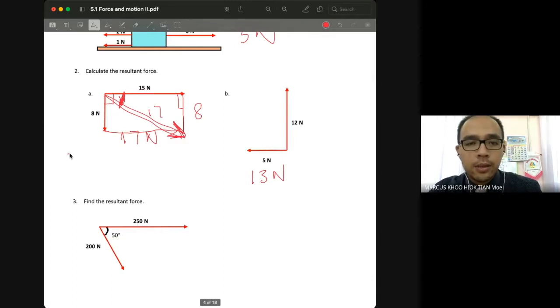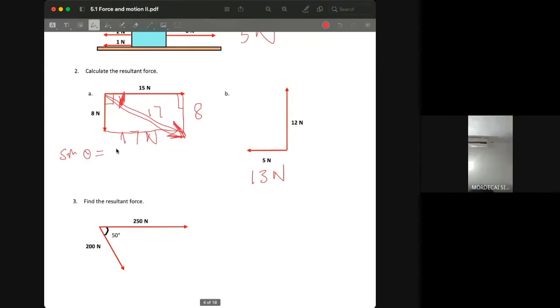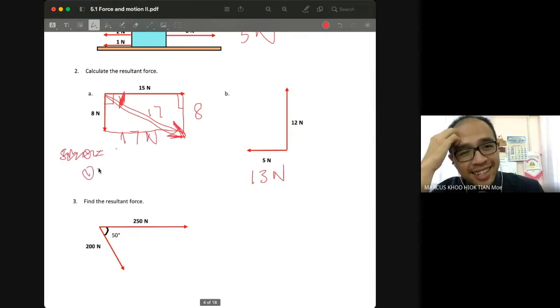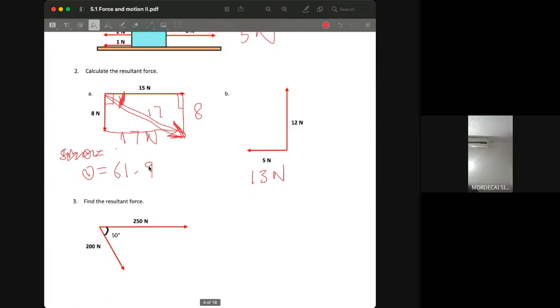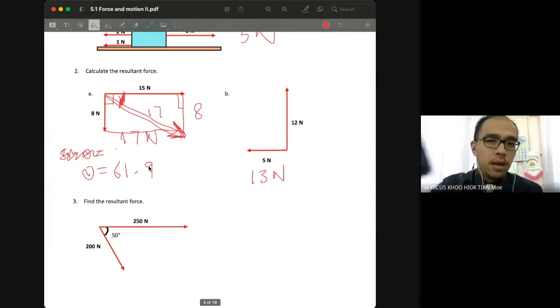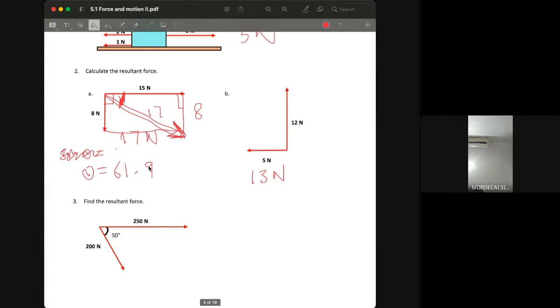What do we use? Tell me, what do we use? Sine. Okay, sine theta equals to? 61.9. Oh, she has already calculated it. Theta is 61.9. Are you sure? Hold on. Sine. From horizontal, right? Yeah. Are you sure you're using sine? Hey, wait. No, it's cosine. Wait.